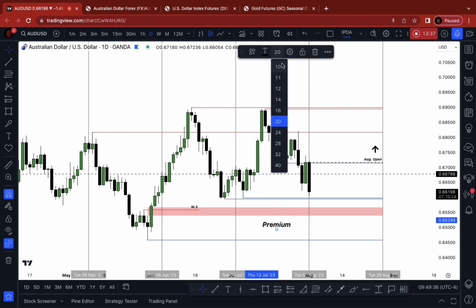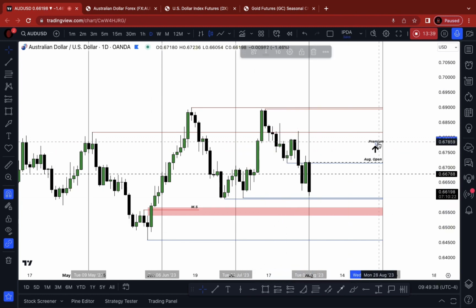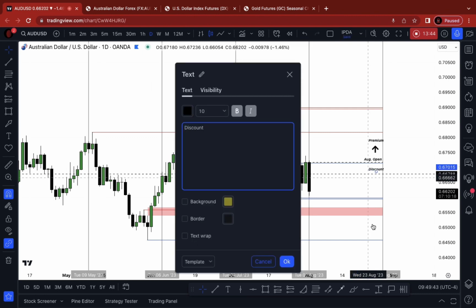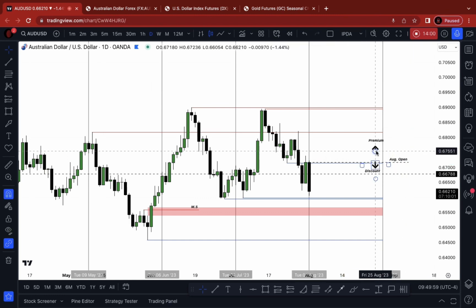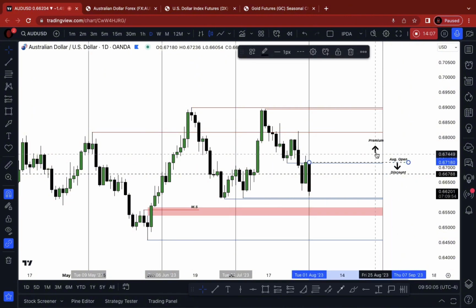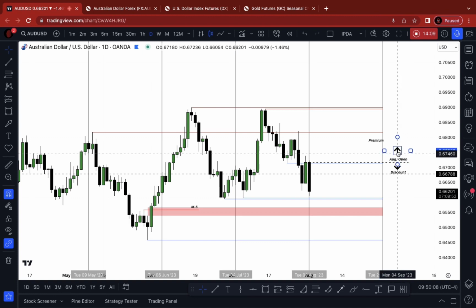This is way too large. So we got this, and then we got the discount. Spin this around, just like that. So that's how I like to show folks premium discount. And try to keep it as clean as possible. I'll drag it out here so we can see it better. So you got discount. And we got premium.